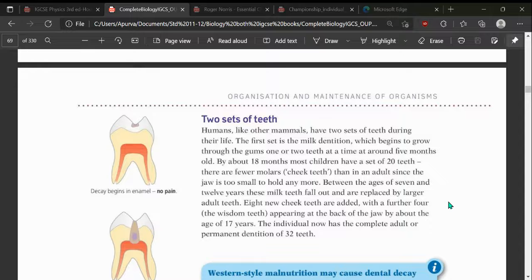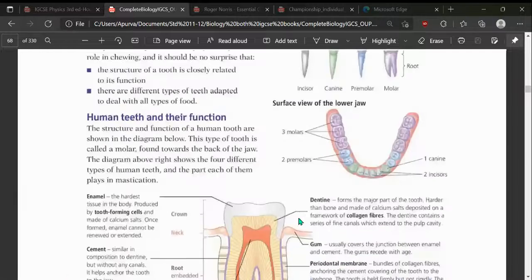Between the ages of 7 and 12, these milk teeth fall out and are replaced by larger adult teeth. 8 new cheek teeth are added, with a further 4, the wisdom teeth, appearing at the back of the jaw by around age 17. Then you have the complete set.